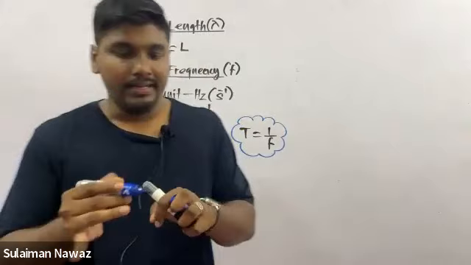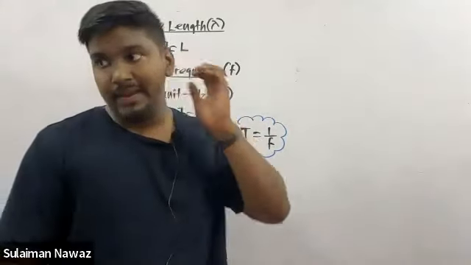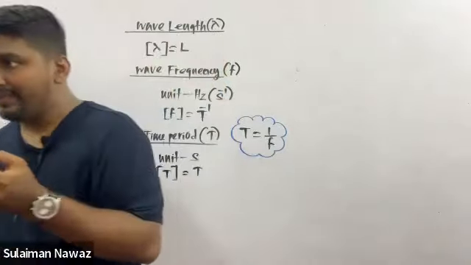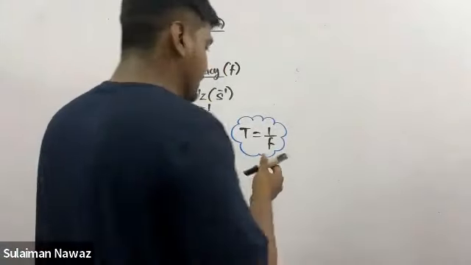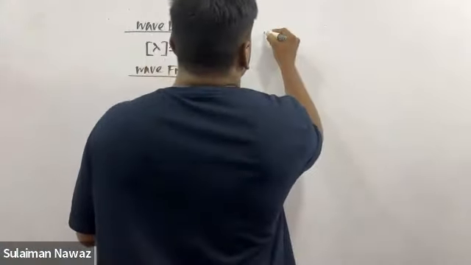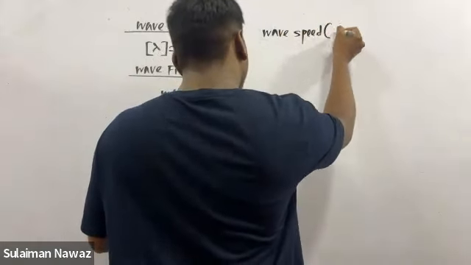Then the subtopic is wave speed, symbol capital V. Write down the definition: the distance traveled by the wave per unit time is wave speed.